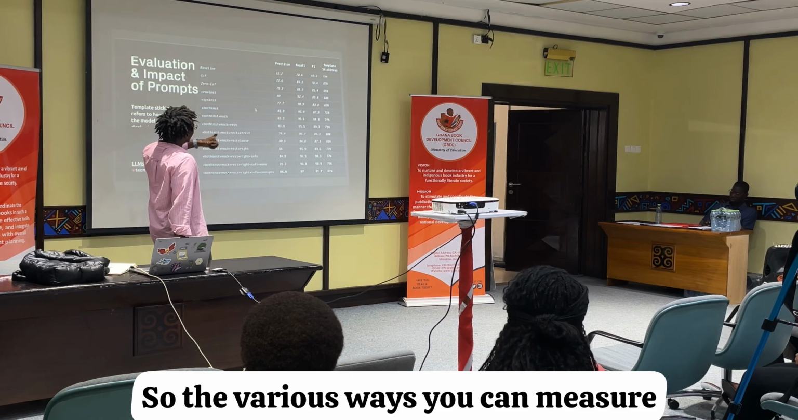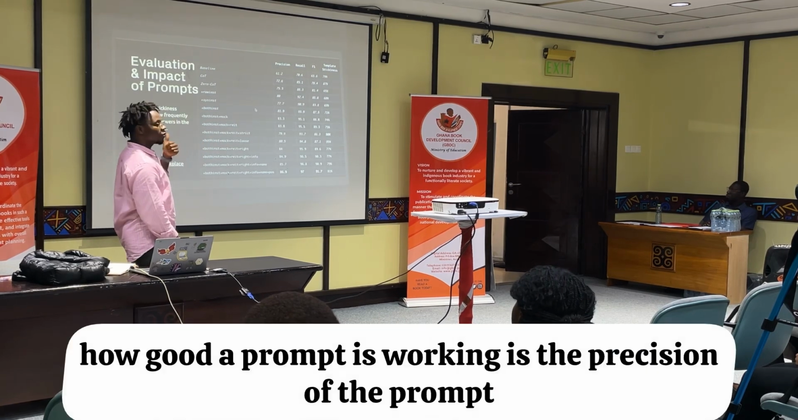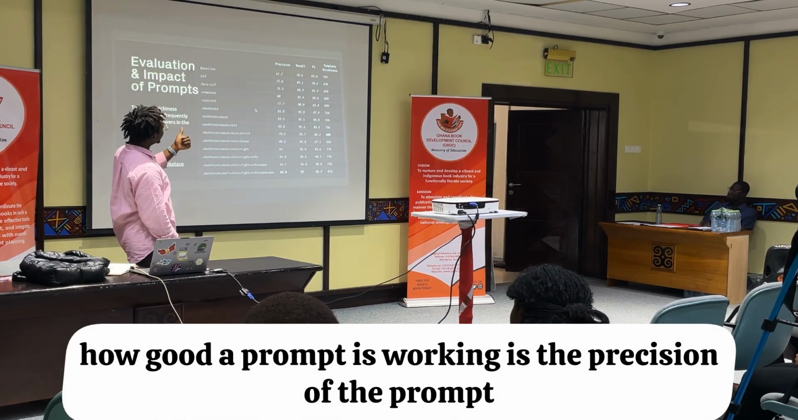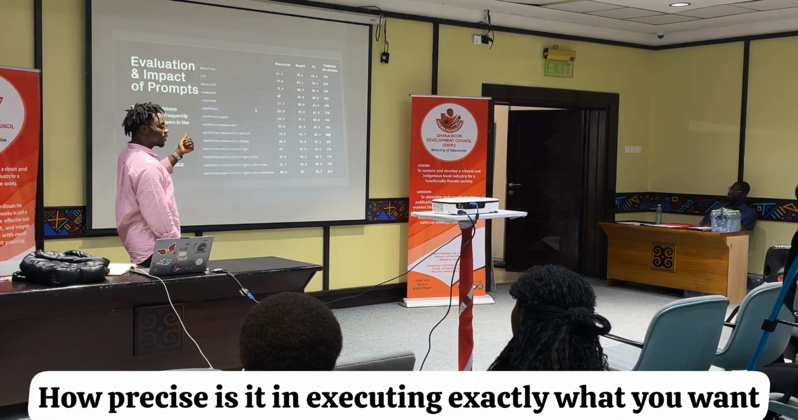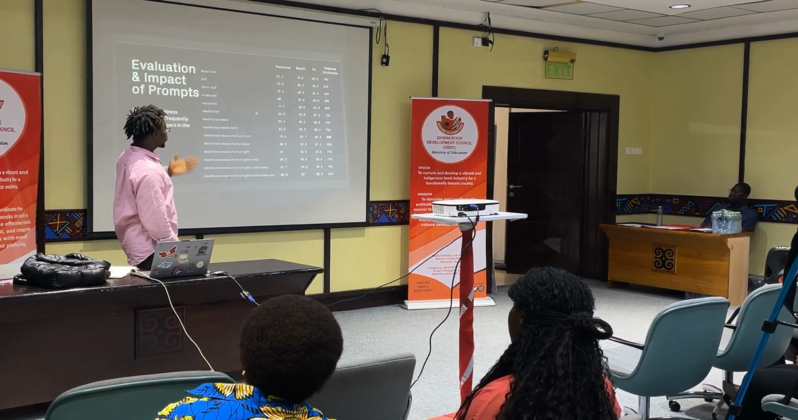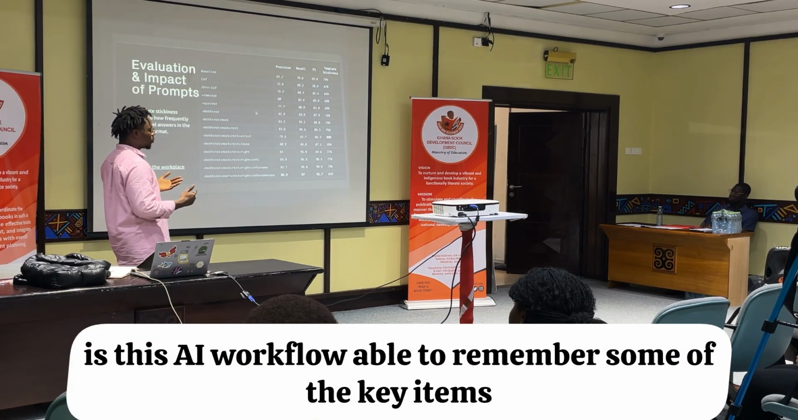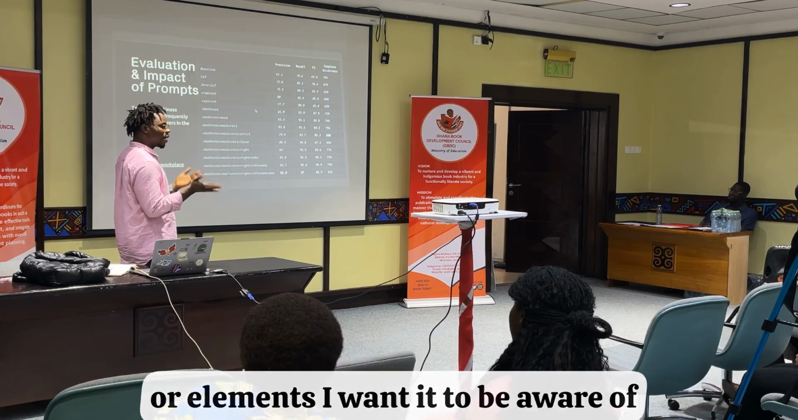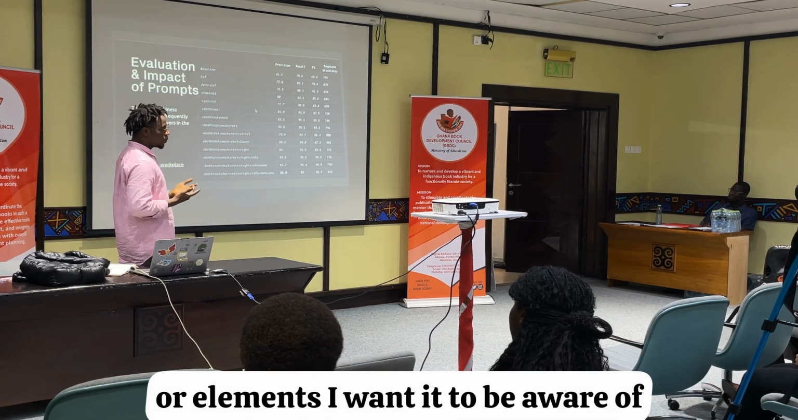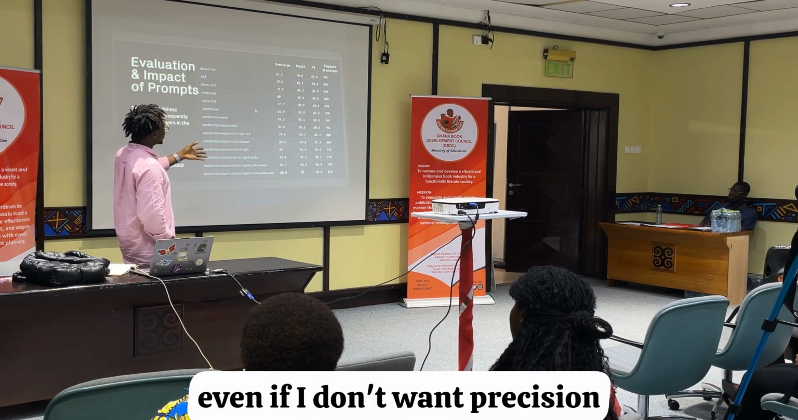So the various ways you can measure how good a prompt is working is the precision of the prompt. How precise is it in executing exactly what you want? And then there's the recall. Recall is, okay, is this AI workflow able to remember some of the key items or elements I want it to be aware of, even if I don't want precision?